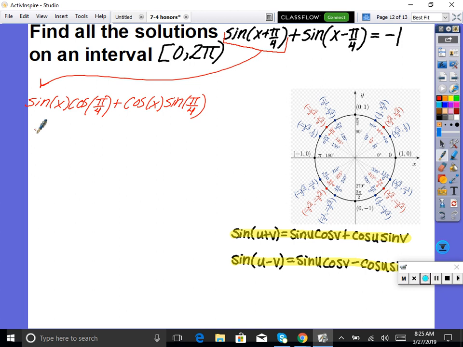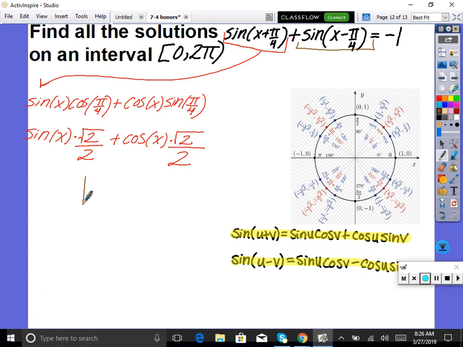So let's rewrite. What do we have here? Sine of x times root 2 over 2, and then we have plus cosine of x times root 2 over 2. Okay, good. Now I'm going to move on to the next piece. This one, I'm going to write it underneath. Now you have to remember though, in this problem in particular, it's a plus sign. So I have plus, right?